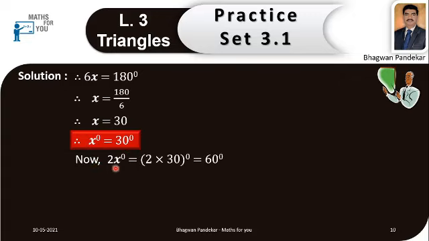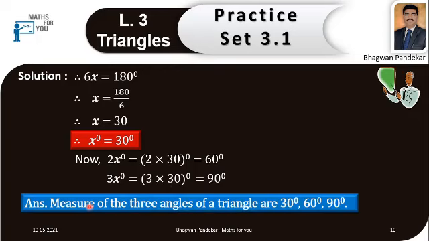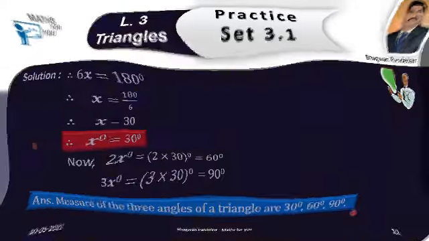Now 2x degrees is equal to 2 into 30 degrees, which is equal to 60 degrees, and 3x degrees is equal to 3 into 30 degrees, which is equal to 90 degrees. So the final answer is the measures of the three angles of the triangle are 30 degrees, 60 degrees and 90 degrees. This is your final answer.